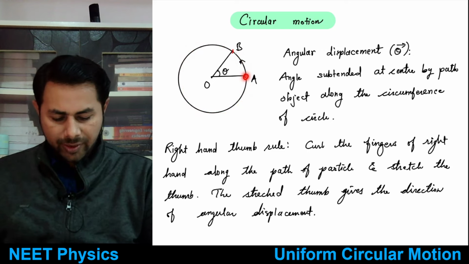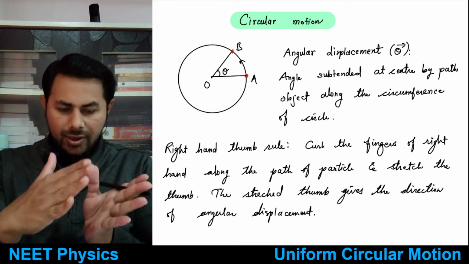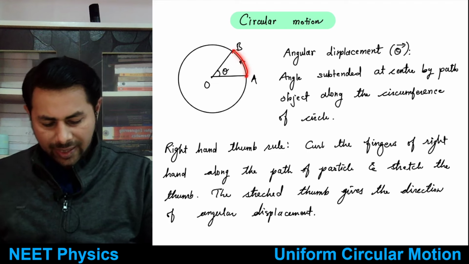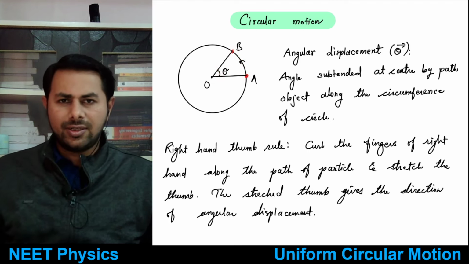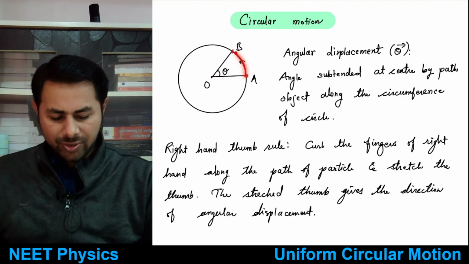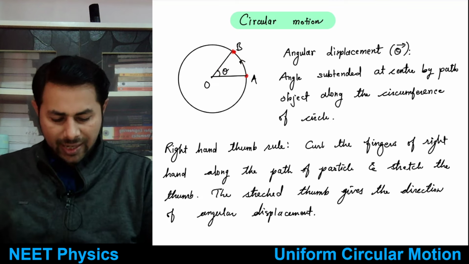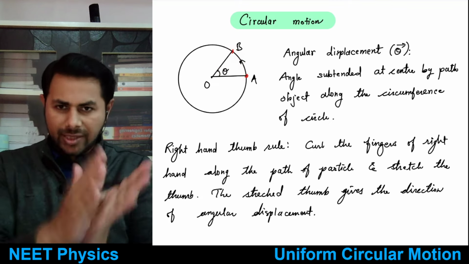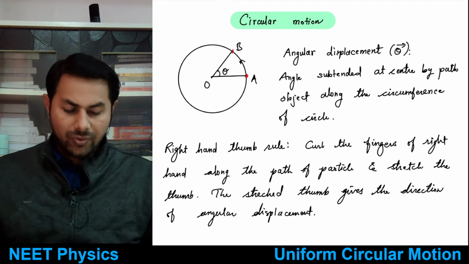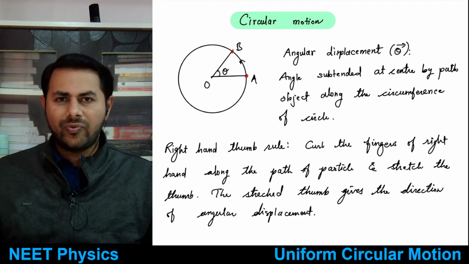So when it moves from this point A to the point B, its trajectory or its path is an arc of the circle, and that arc makes some angle at the center. It is known as angular displacement. Okay, as simple as that. Now this is displacement, means it's a vector quantity, right?